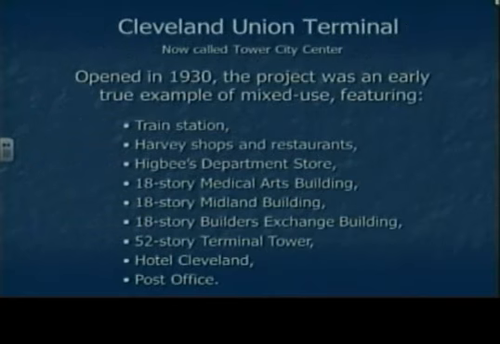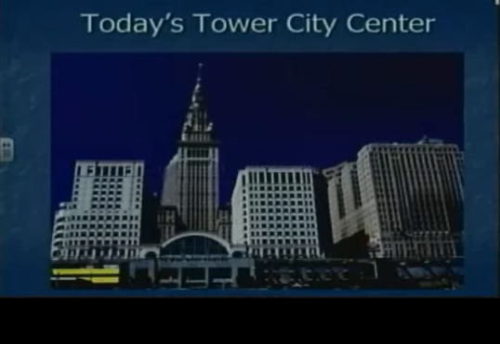It's easy to navigate. Examples going back into the 30s is the Cleveland Union Terminal. Now it's called the Tower City property. This was one of the earliest big projects built in Cleveland, Ohio. It consisted of a train station, Harvey Shops and Restaurants, Higbee's department store, an 18-story medical office building, an 18-story Midland building, an 18-story Builders Exchange building, the tallest building in the Midwest, which was the 52-story terminal building, the Hotel Cleveland, and a post office. So that's the building. That's the project. I believe the Hard Rock Cafe came later.